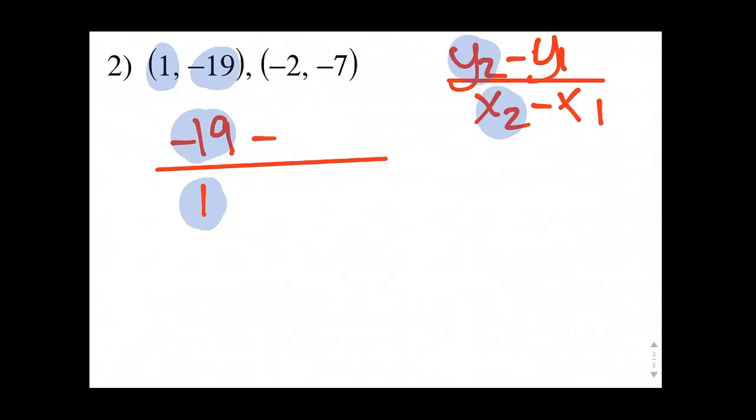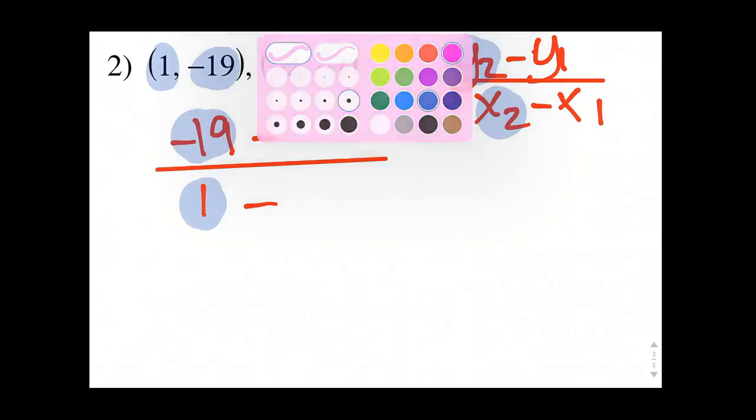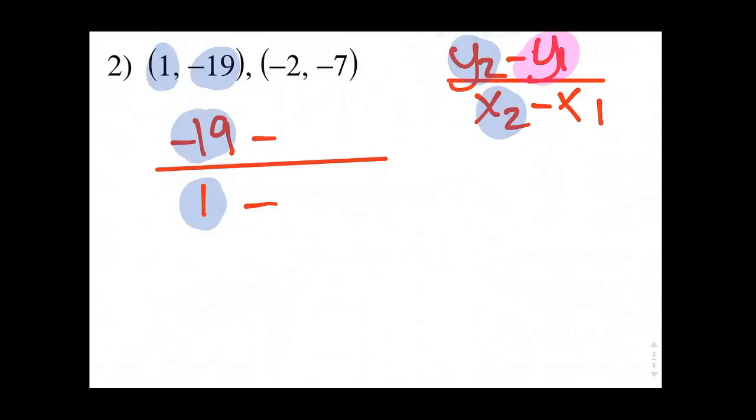Then I'm going to put that subtraction sign because there's always a subtraction sign. I'm going to change my highlighted color because I'm working with a different point now. And I am always taking that second number first because that's the y. Okay. Taking that second number first because that's the y, and putting my x's on the bottom.